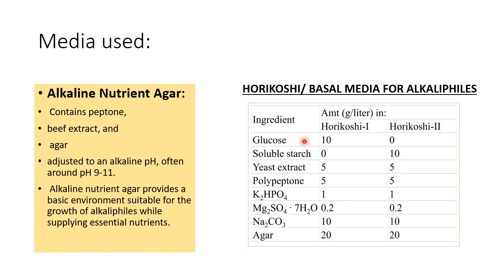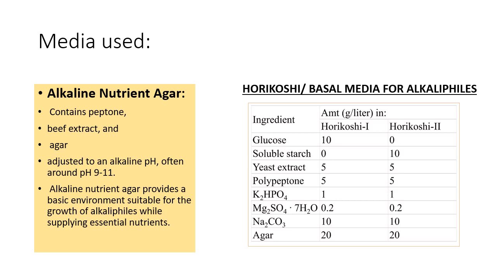Now, you can see the ingredients are glucose. Okay, there are actually two types, one and two. In the first, you can see glucose is added, and in the second one you can see soluble starch is added. So you can use any one of them. For the first one, glucose, yeast extract, polypeptone, K2HPO4, MgSO4 and Na2CO3 with agar are added. And in Horikoshi second, glucose is skipped. Instead, for carbon and energy, soluble starch is added, and the rest goes the same. So you can prepare any one of them.